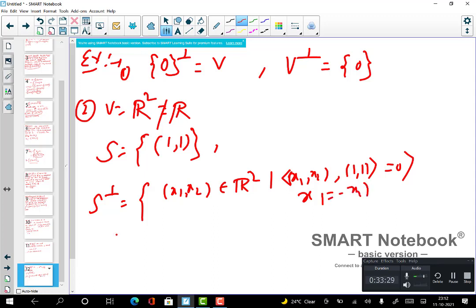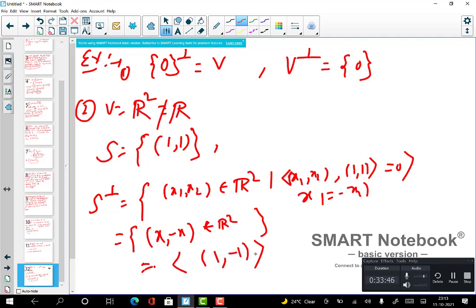So what does that mean? All the vectors are of the form (x, -x) belonging to R2. That means this is the space spanned by (1, -1), or you can say (-1, 1), so both are generators. Okay, clear? So this is a subspace.